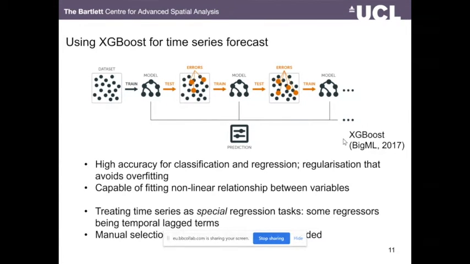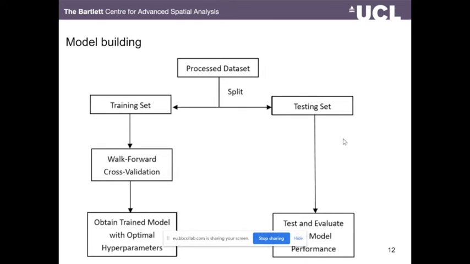But in this model, we will use some of the temporal lag terms as the regressors. Also, as XGBoost is not able to automatically identify the temporal dependence, we need to manually select the temporal lag terms as the input for XGBoost. So this is the pipeline of the model building.